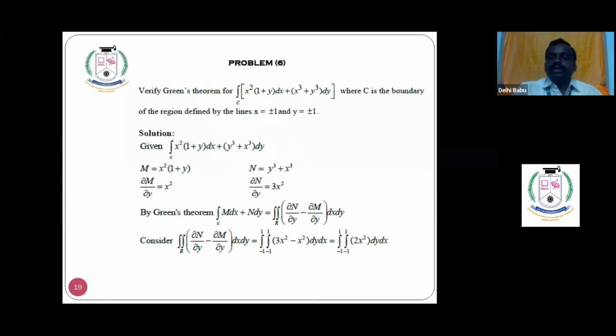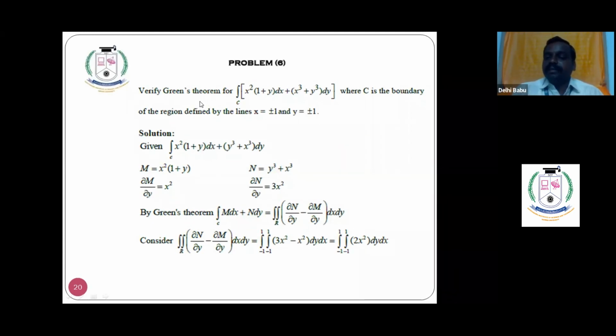Now we will move to Green's theorem. Verify Green's theorem for integral of x square into 1 plus y dx plus x cube plus y cube into dy, where C is the boundary of the region defined by the lines x equal to plus or minus 1, y equal to plus or minus 1. See in the graph, when you are drawing x equal to plus or minus 1, y equal to plus or minus 1 means it represents a square, because all the four sides will be sides length as 2. Therefore it represents a square.